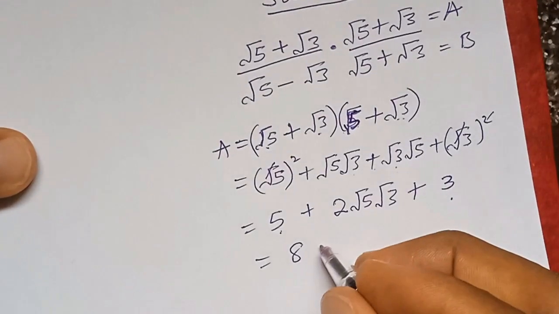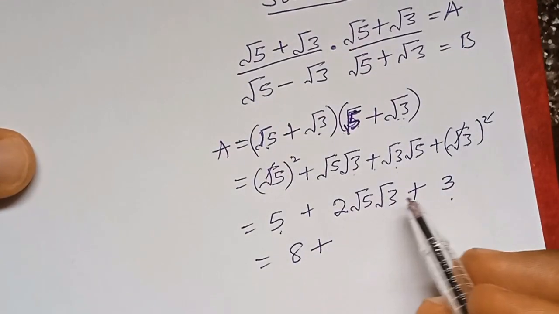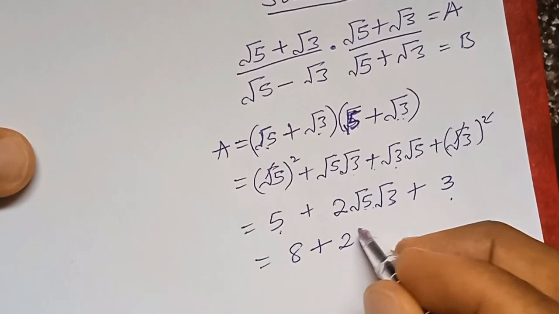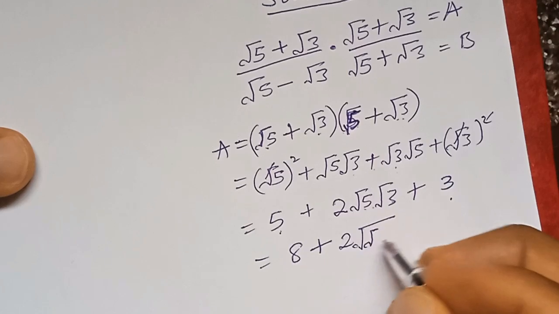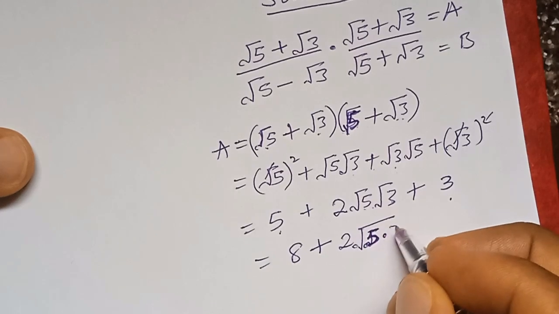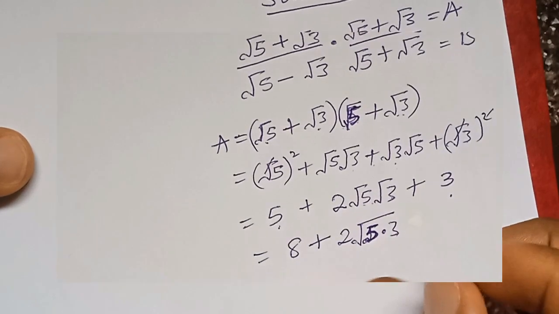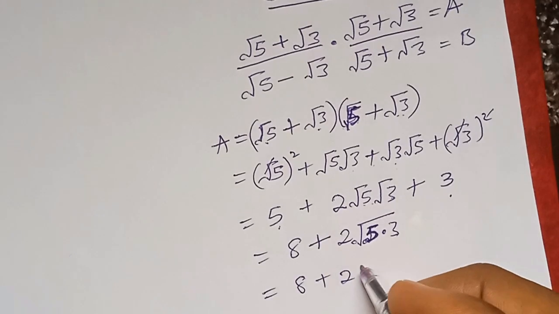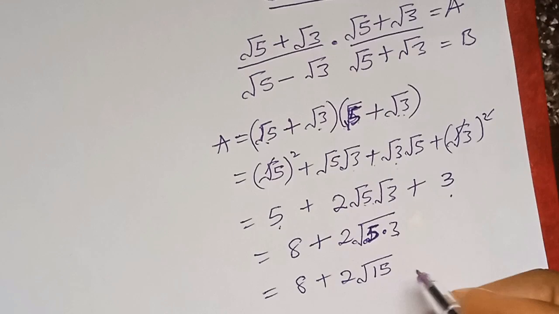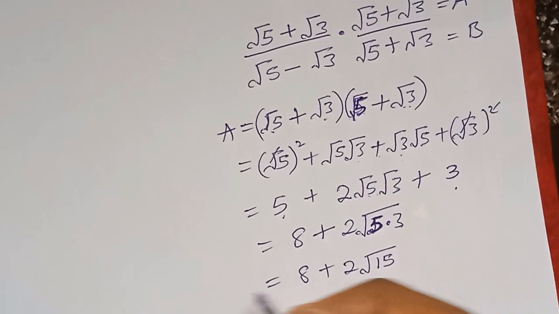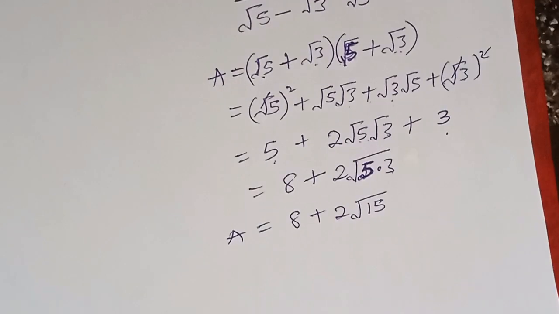Plus then we can multiply this and that gives us 2 square root of 5 multiplied by square root of 3. That gives us 8 plus 2 square root of 15. So this is A, which has been simplified.